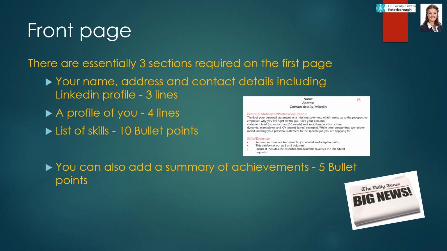On your front page, there are going to be 3 sections as a minimum that you have to add in. You will need your name, address, contact details, including your LinkedIn profile. Then you'll need a profile or a brief introduction to you. This is sometimes called a personal statement. And then a quick summary of your key skills. If you've been in the industry for quite a while, you may also feel it appropriate to do a summary of your achievements.